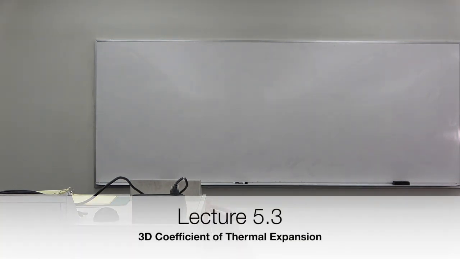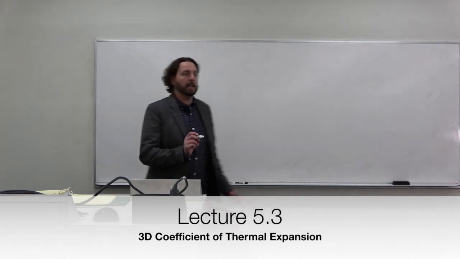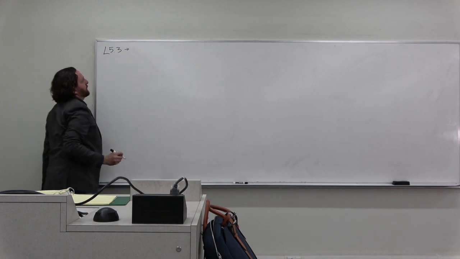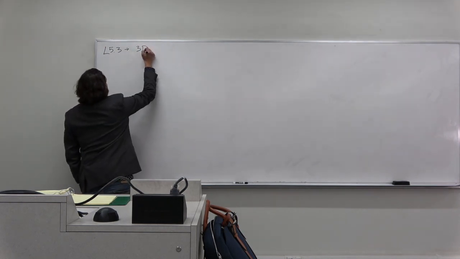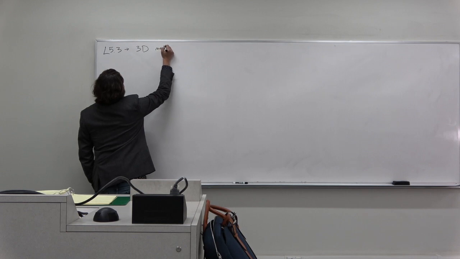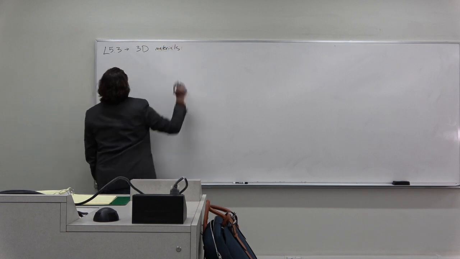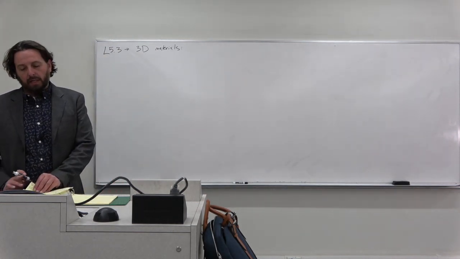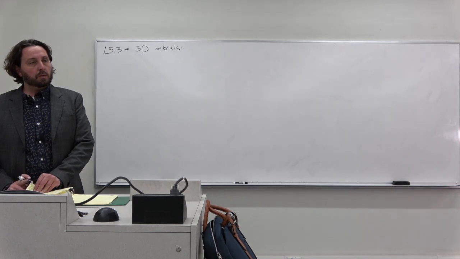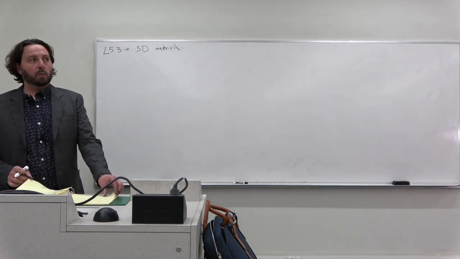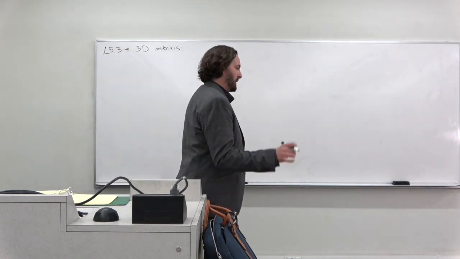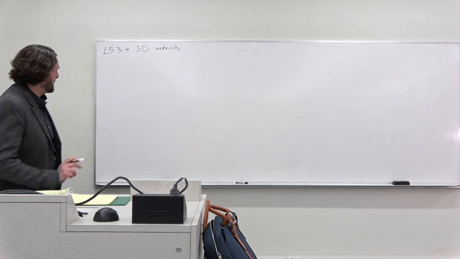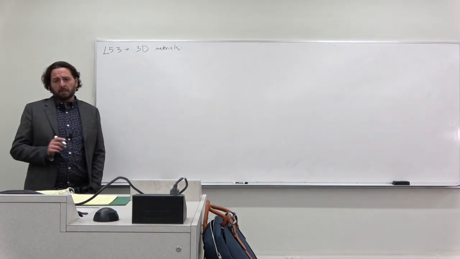Welcome back, lecture 5.3, where now we're going to take what we've learned and apply it to 3 dimensions. So 3-dimensional materials. All right, so last time we talked about the 1-dimensional isothermal compressibility and the 1-dimensional coefficient of thermal expansion, right? Alpha and the Young's modulus. So now we're going to extend it to 3 dimensions, right?